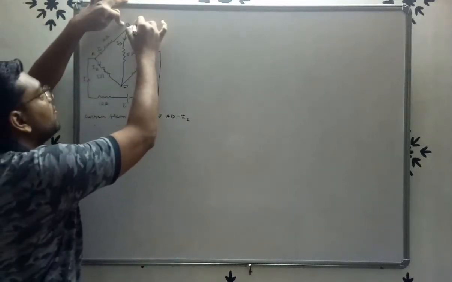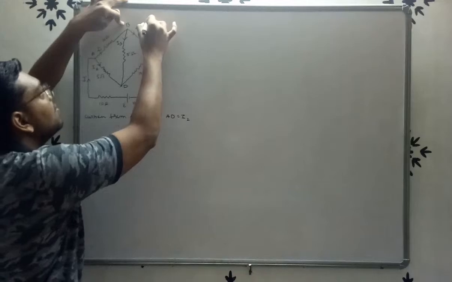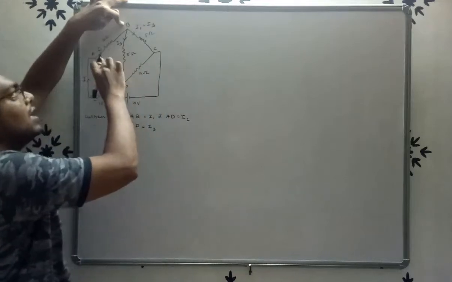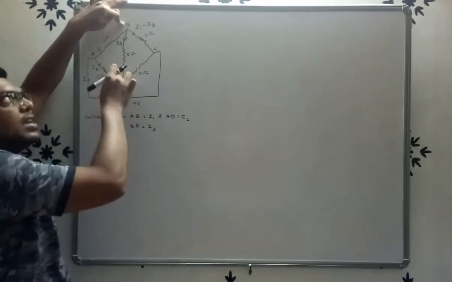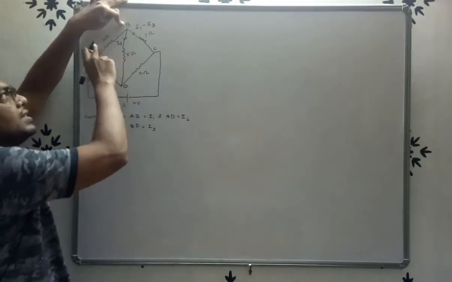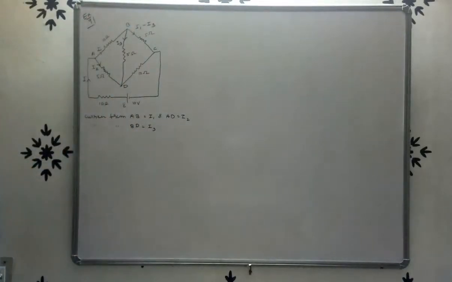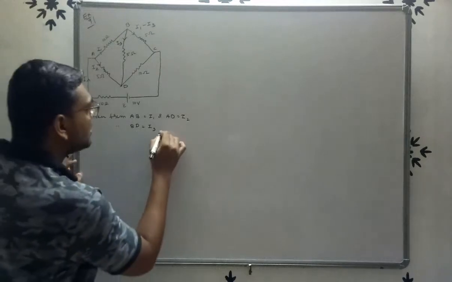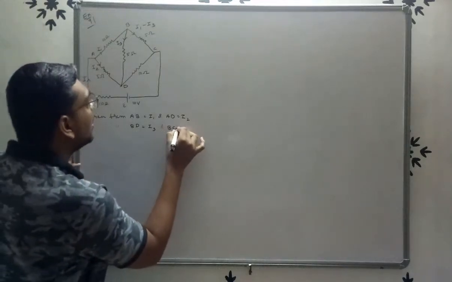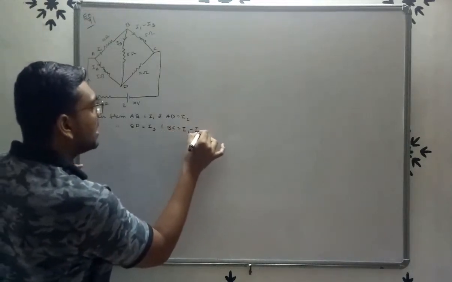So current flowing from B to C is I1 minus I3, because total is I1. I3 has passed, so how much current will remain? I1 minus I3. So current from B to C is I1 minus I3.